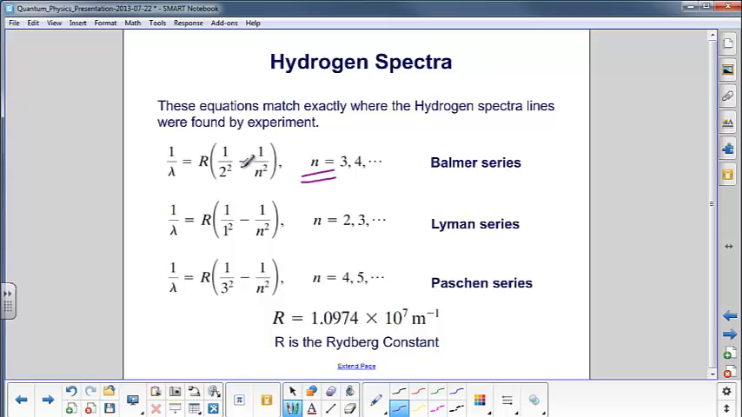This is the visible spectrum. You can see these wavelengths. That's the Balmer series. Then Lyman came up. He found these. Paschen found these. And again, absolutely amazing. There were data. These equations were fit to the data, and they predicted the other lines and matched them exactly. And again, let me just circle this n for emphasis. Really not quite sure what that is yet.